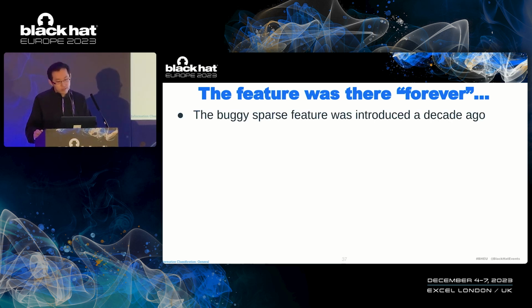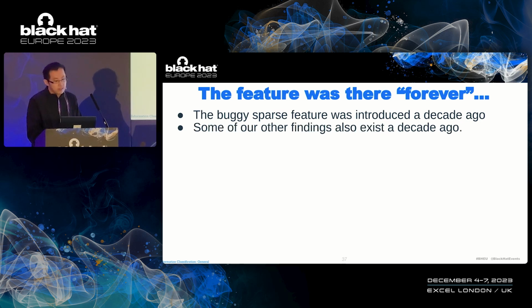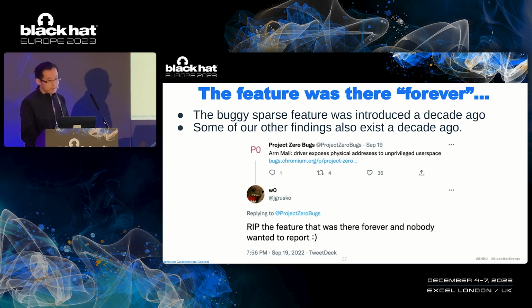Unfortunately, this buggy sparse texture feature was probably introduced a long time ago. For example, the PowerVR GPU with this buggy feature can be traced back to 2014 on Android 5, and some of our other findings also existed a very long time ago. As someone commented on the Project Zero findings about GPU drivers, certain GPU features were there forever, but nobody really wants to report these issues to the vendors. So at least this problem will finally be identified, and we are on track for securing the affected devices.